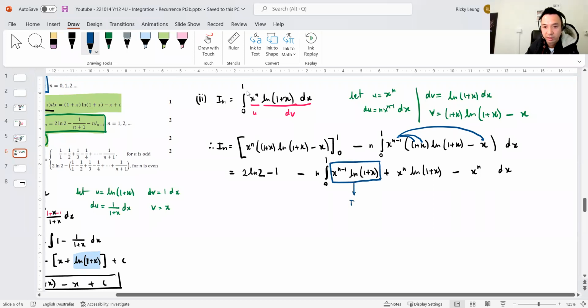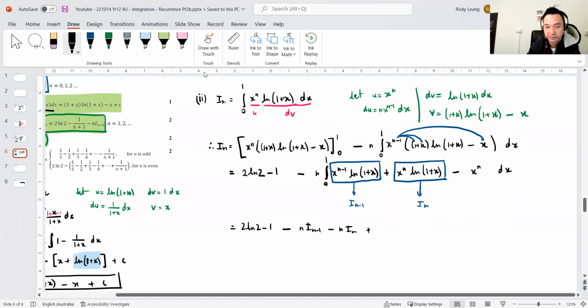So that must be I(n-1). This looks exactly like my original. That's I n. And this one, well, let me simplify it. The other one I'll integrate. So that's 2 ln 2 minus 1 minus, now I'll expand it, right? I'll take that n times that, and then minus n times that, and minus, so plus, the integral from 0 to 1 of x^n dx, which I think gives me a fraction? Yeah, I think so. And that's I n right now, right?